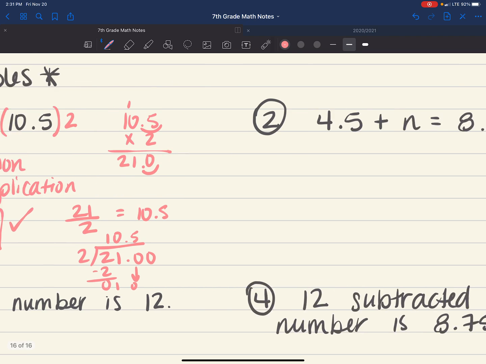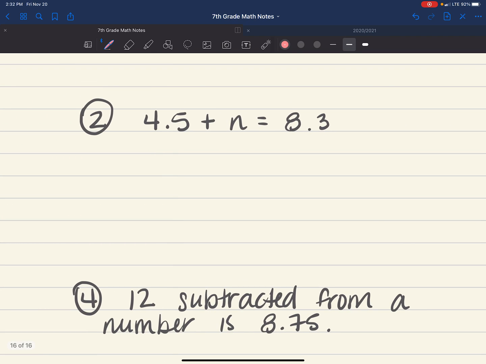Number 2. 4.5 plus n equals 8.3. What do I see? I see addition. So what am I going to do? Subtraction.